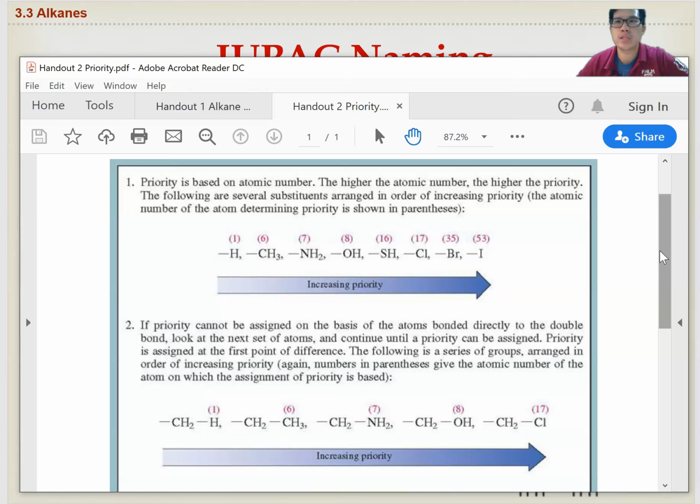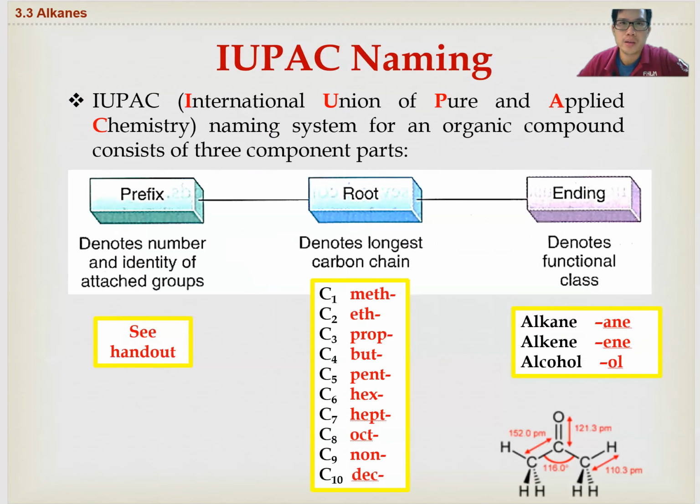Let's look at this IUPAC naming. IUPAC stands for International Union of Pure and Applied Chemistry naming system for organic compounds. Before there was an IUPAC naming system, we usually used common names. For the purpose of international communication, they created the IUPAC naming to reduce the confusion.